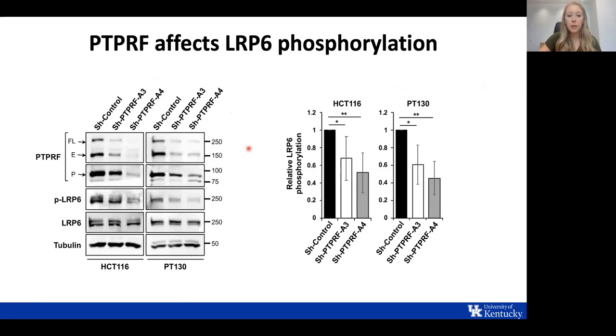So next, we wanted to identify more specifically what in the Wnt pathway PTPRF was affecting. A common marker for Wnt activation is the phosphorylation of serine threonine residues on LRP6. Using the same knockdown of PTPRF, we see that phospho-LRP6 is reduced, and that is quantified here. This decrease in phospho-LRP6 suggests a decrease in Wnt signaling, which matches our TOPflash assay.